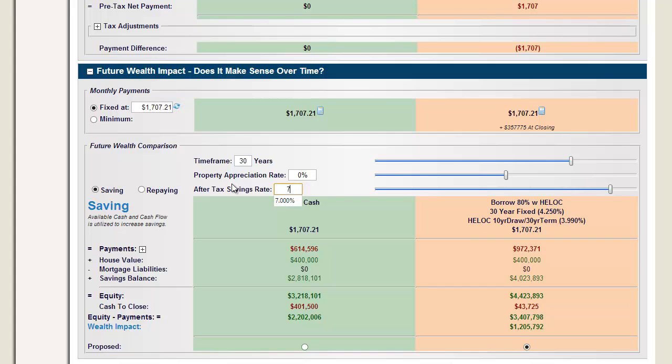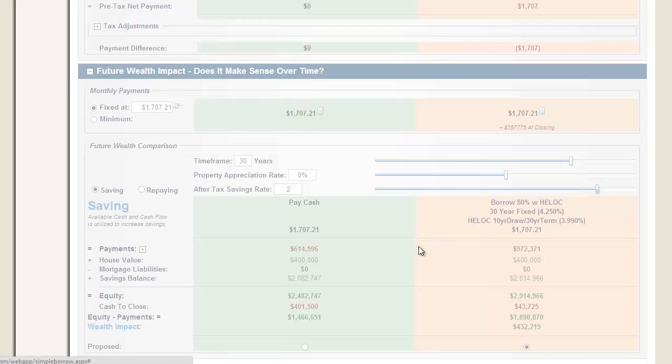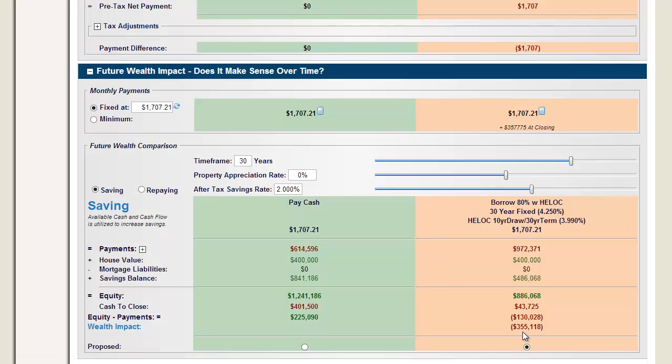But we do know that if they can earn a 7% return over time, they are much better off. If they were going to put that money in a checking account at 2% or a money market at 2%, this is going to cost them $355,118 over 30 years to borrow this 90% in this way compared to just paying cash.